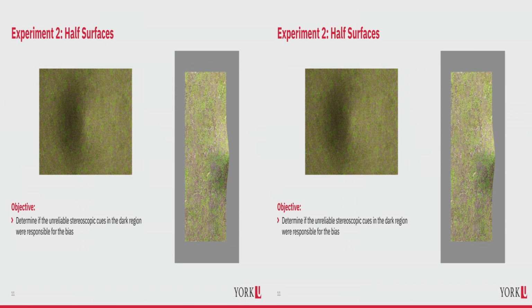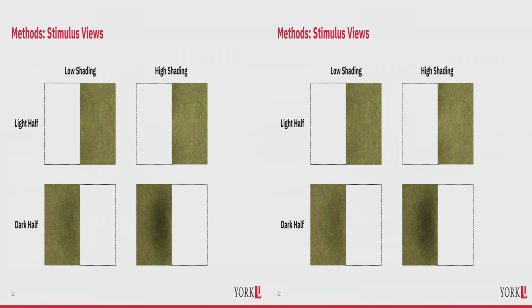So the idea is if this phenomenon had nothing to do with shading, this half surface should elicit a similar effect. Okay, so this resulted in 4 different conditions. So we have low shading on the left, and high shading on the right, and the light or dark half refers to which half of the surface was rendered, so either the half with the light shading or the half with the dark shading. So as a result, we get this terrain that has half the disparity, shading, and texture information as the first experiment.